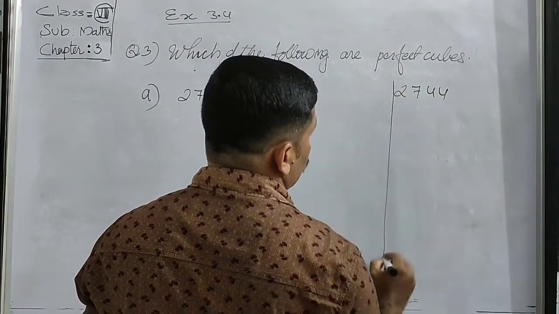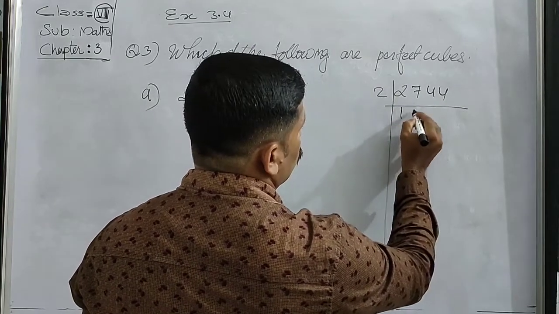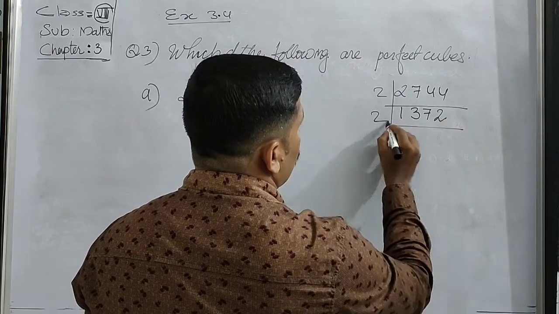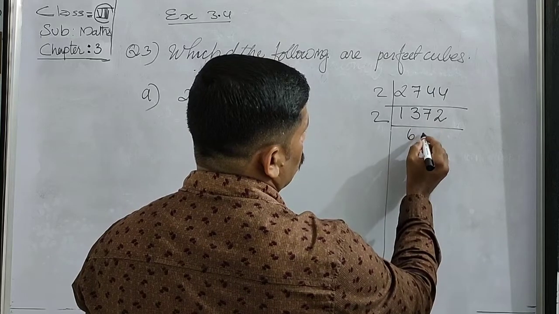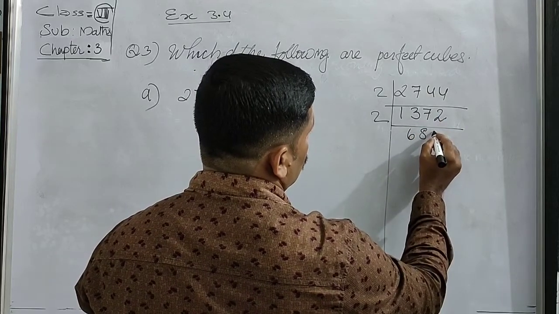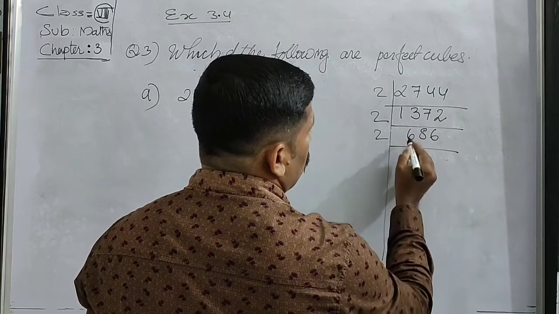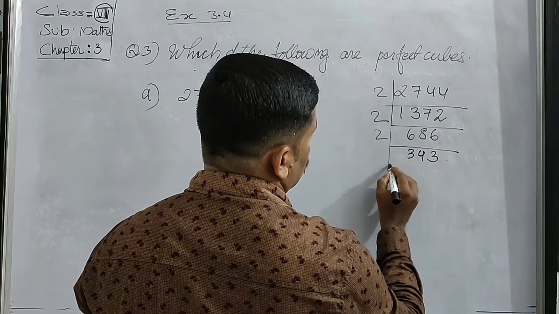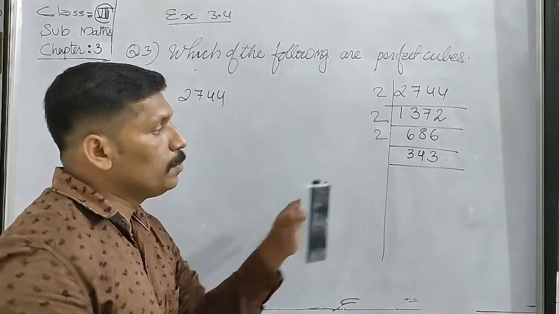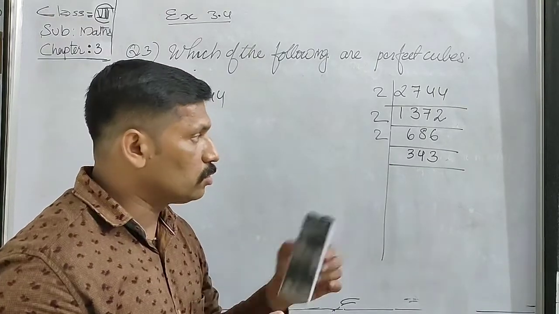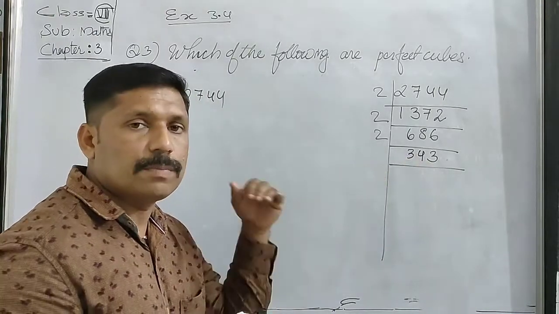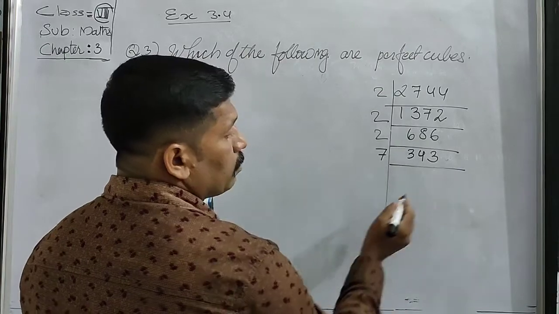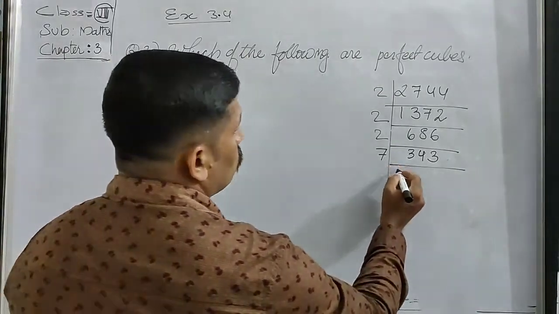2744. I am going to factorize this number, first by 2. 2 1s are 2, 2 3s are 6, remainder 1, 14. 2 7s are 14. Then again by 2: 2 6s are 12, remainder 1, 17. 2 8s are 16, remainder 1, 12. 2 6s are 12. Then again by 2: 2 3s are 6, 2 4s are 8, and 2 3s are 6. Now we cannot factorize it by 2. By 3 it is not possible, by 5 also it is not possible. Therefore next, 7. 343 comes in the 7 table.